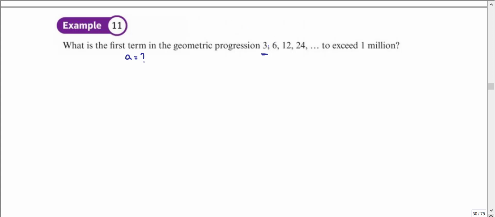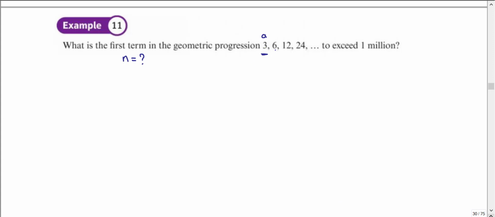Okay, you see, this is A. It's already given, so there's no way they will ask for it. They say what is the first term? It means what's n of the first term that exceeds 1 million? Yeah, the first term that's more than 1 million.